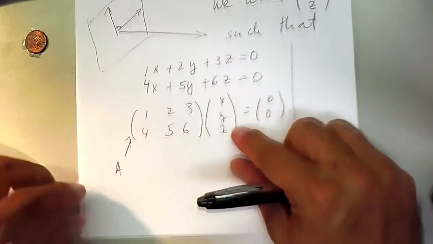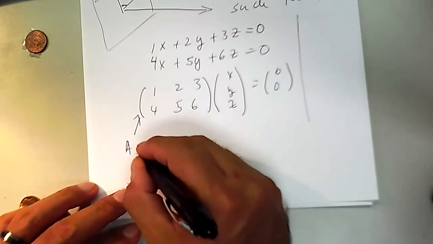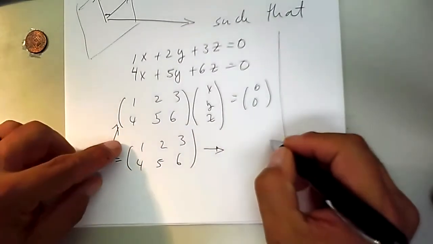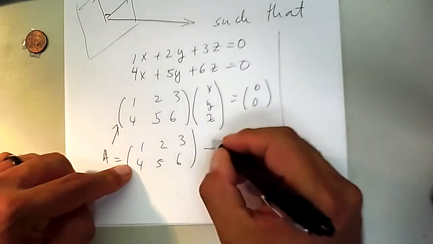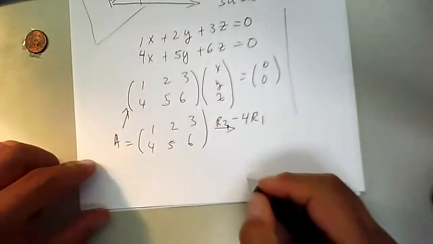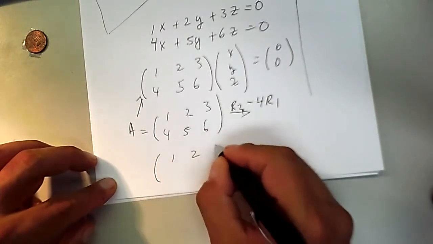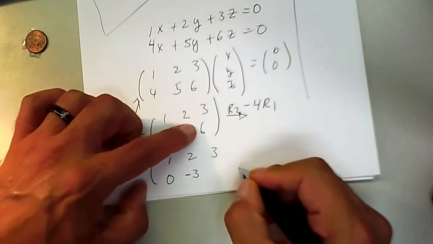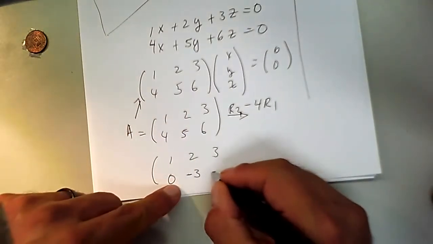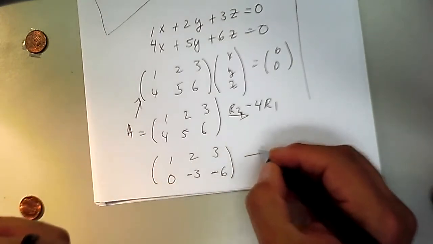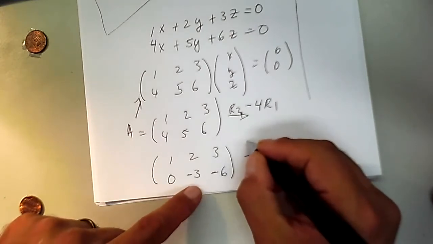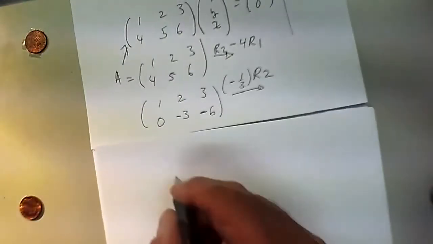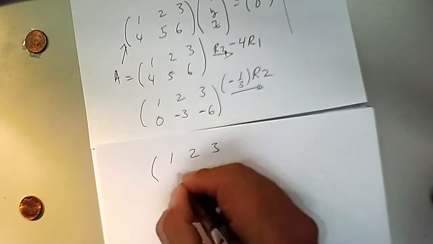We can subtract. So if we just look at the matrix A, I'm gonna copy it down: 1, 4, 2, 5, 3, 6. We can take the first row, multiply by 4 and subtract it from the second row. So row 2 minus 4 times row 1. I guess I'm gonna write it underneath. And we're gonna end up with 1, 2, 3. 4 minus 4 is 0, 5 minus 8 is negative 3, 6 minus 12 is negative 6, and then we can multiply the second row by negative 1 third, which is going to give us 1, 2, 3, 0, 1, 2.